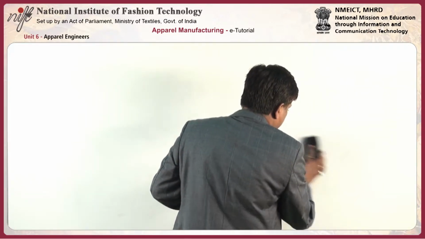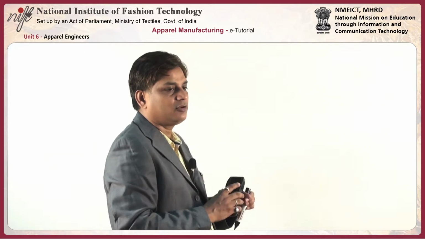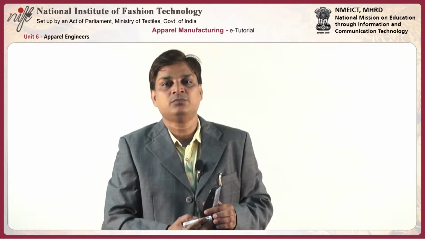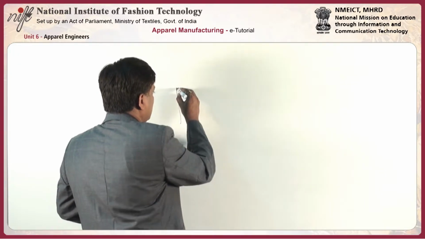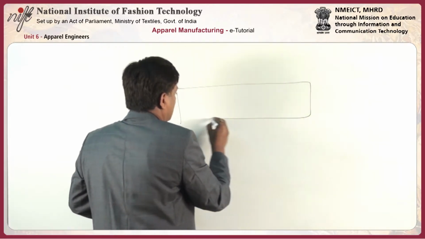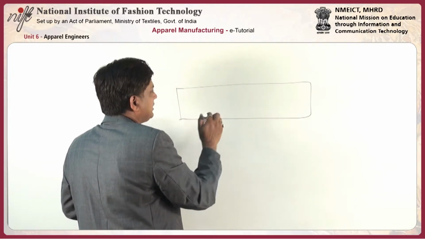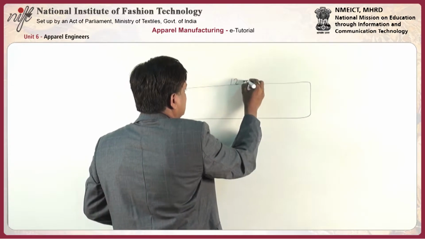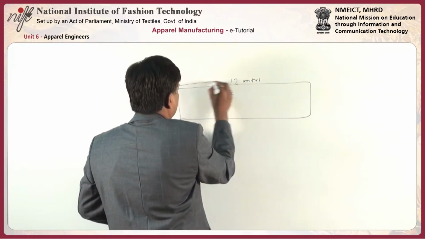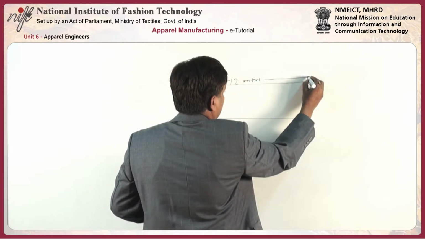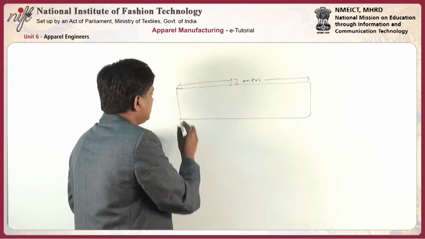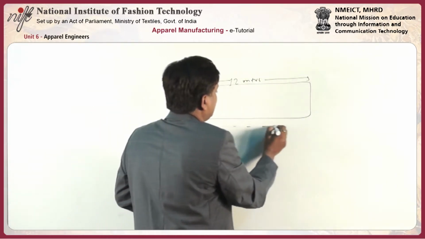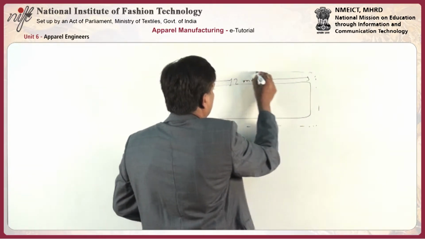Suppose the cutting room length we have decided, or the length we have available in the cutting room, is not allowing us to have a 6-way marker. If we are going for a 6-way marker, the length of the marker will be 12 meters, so definitely the table will be more than 12 meters. Table size will be more than 12 meters.